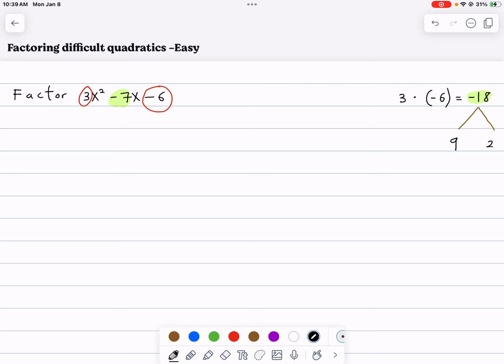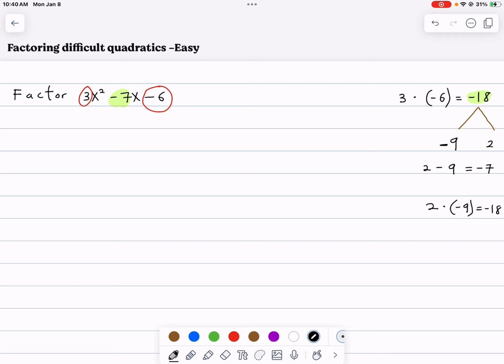We also want these two numbers, 9 and 2, to add to give us negative 7. So how can we put the negative sign here? We have to put the negative sign at the front of 9, because negative 9 plus 2 is going to give us negative 7. And also 2 times negative 9 is going to give us negative 18. So the two numbers such that when you multiply them, they give you negative 18, and when you add them, they give you negative 7 are 2 and negative 9.